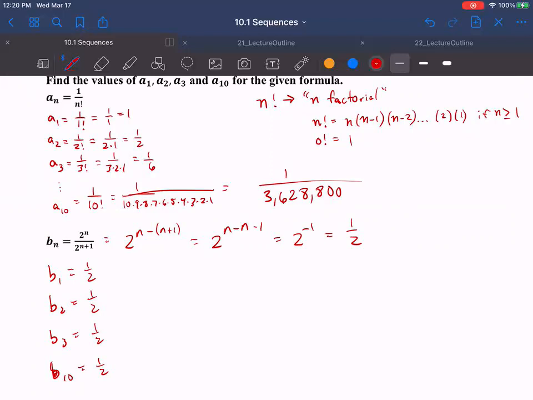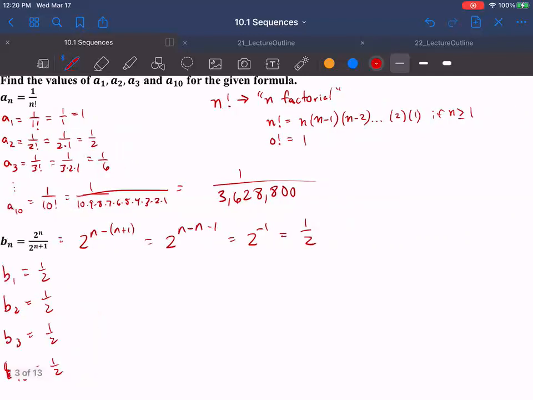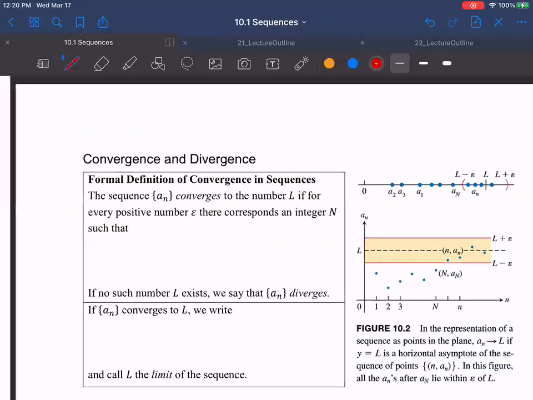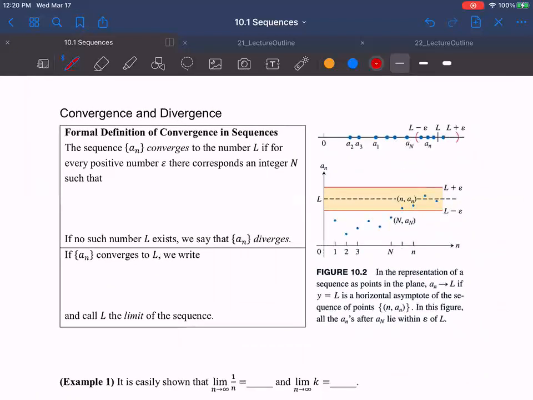Okay. Any questions so far? All right. So let's take a look then at convergence and divergence for our sequences. Let's talk about our formal definition here first.